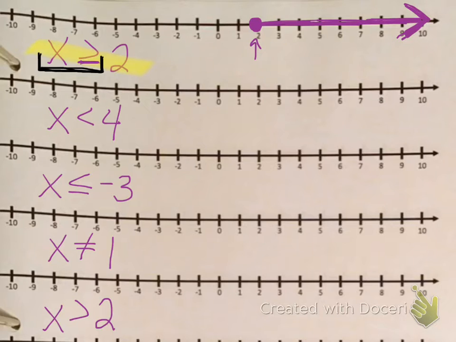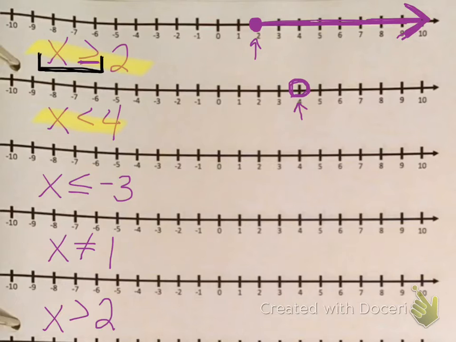Okay, let's look at the next one. We have x less than 4. Our starting point is 4, so we go find 4 on our number line. But then we have to ask, do we use an open dot or a closed dot? Well, it just says less than 4, there's no equal to bar. That means that 4 is not a part of the solution. You only want the numbers less than 4. So you're going to use an open dot.